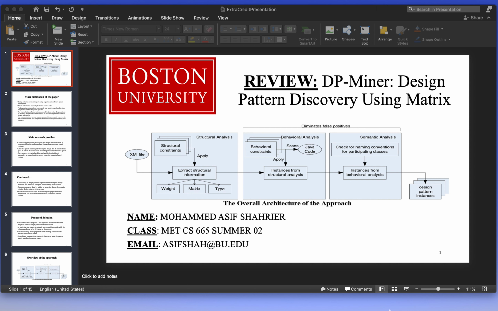So basically, I'll be reviewing the article DPMiner: Design Pattern Discovery Using Metrics. So let's go ahead.